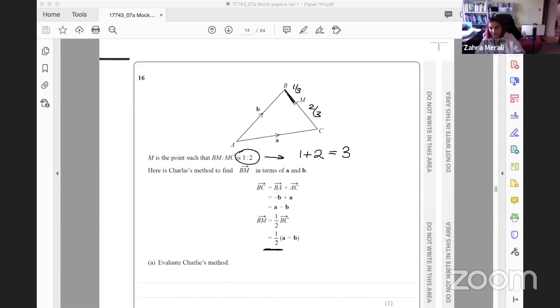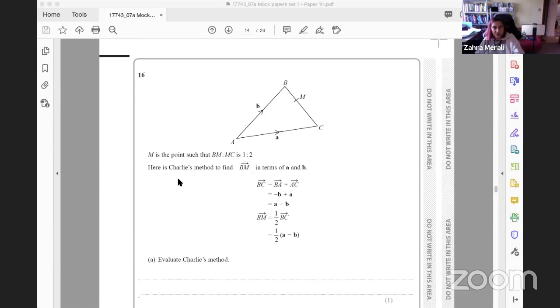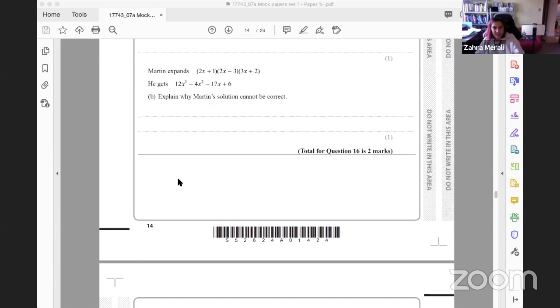So when you evaluate his method, you say Charlie should have used 1/3, not 1/2. Because when you split that into a ratio, it's going to be 1/3, not a halfway. Okay, Martin expands this. Explain why Martin's solution can't be correct. This means you don't need to multiply everything. It must be something quite obvious.